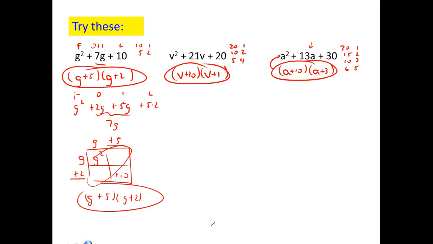Okay, so that wasn't too bad. Everything was positive. What happens when everything isn't positive? What happens when the last terms multiply to give me a positive number, but my outside and inside terms add to give me a negative? Well, let's look at this for a second.